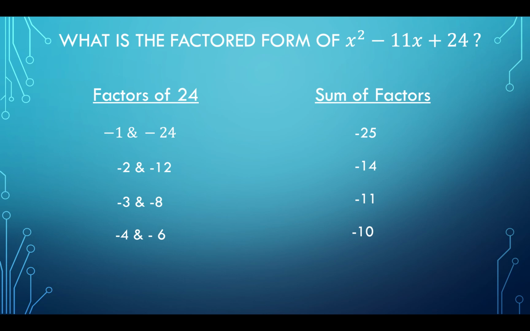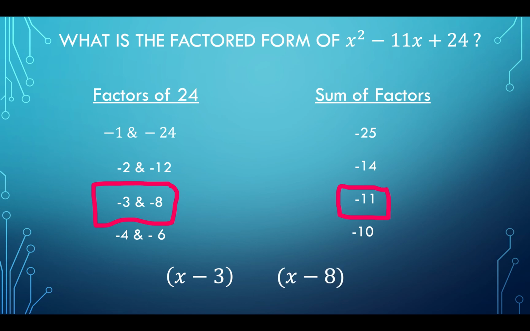Which of these factors has a sum of negative 11? Negative 3 and negative 8. So our factored form is x minus 3 and x minus 8.